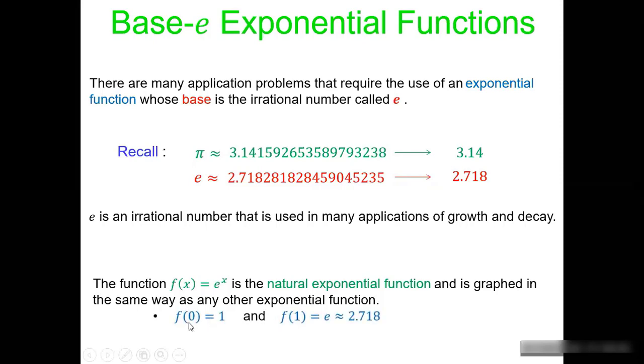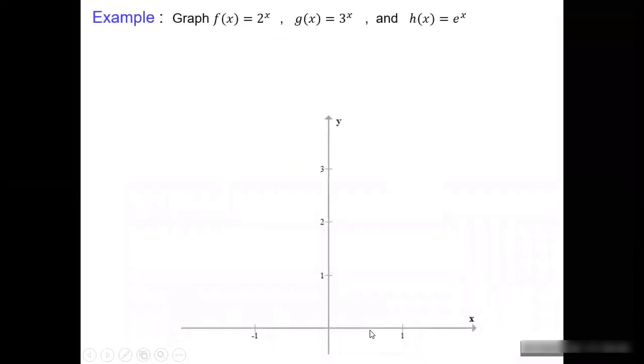We're going to plug in 0 to get 1, which makes sense because that's going to be our y-intercept. But the second x value will be 1. And notice the output will be e to the power of 1, or approximately 2.718. So let's look at this on a graph.